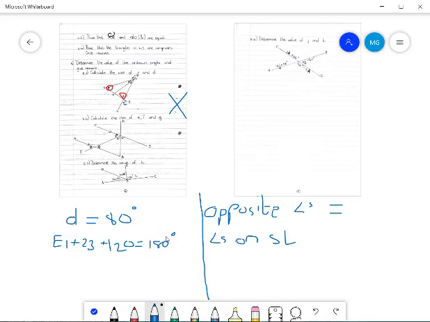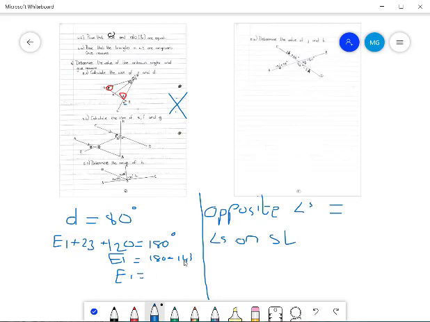Okay, so for me to figure out what E1 is, I just need to take 23 and 120 and subtract it from 180. So 23 and 120 equals 143. So I'm just going to say 180 minus 143. And that should give me E1.